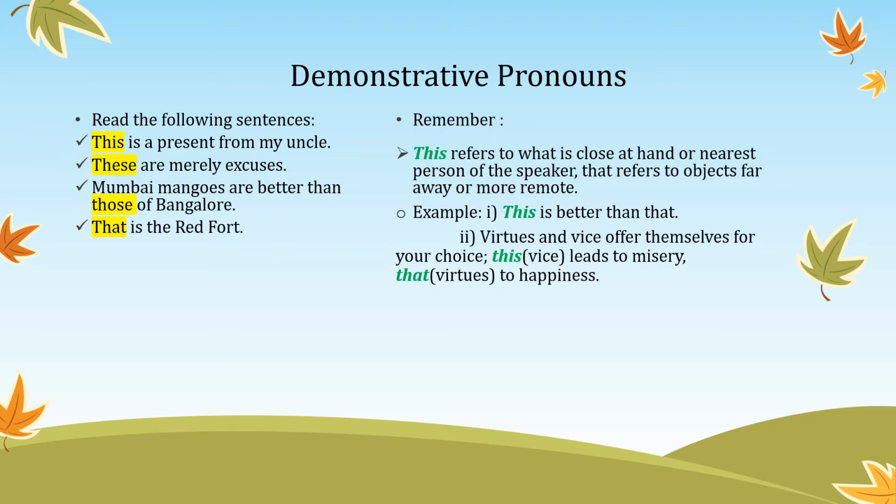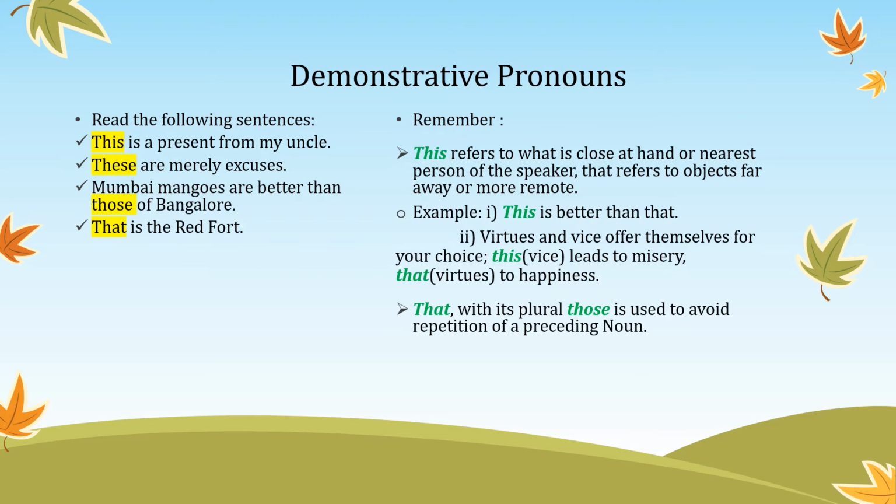Before all these words, what comes near to this is vice, and away from this is virtues, for which the demonstrative pronoun used is that. So this leads to misery means vice, the one just nearest, and virtues, which is farther away, the word used is that. So keep in mind how to use the words this and that when you are using demonstrative pronouns in the same sentence.